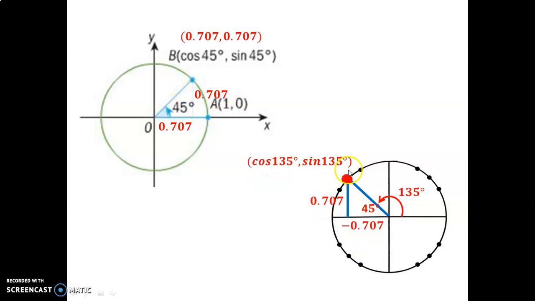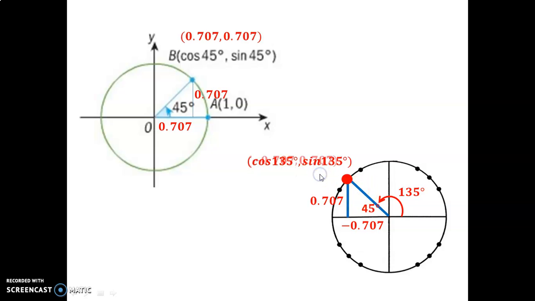So when we do cosine of 135 and sine of 135, we find that we get the same values as here: 0.707 and negative 0.707. Why negative here? Because these are positive x values, and these are negative x values. So that number is the only one that changed, but it's still the same value in terms of length.